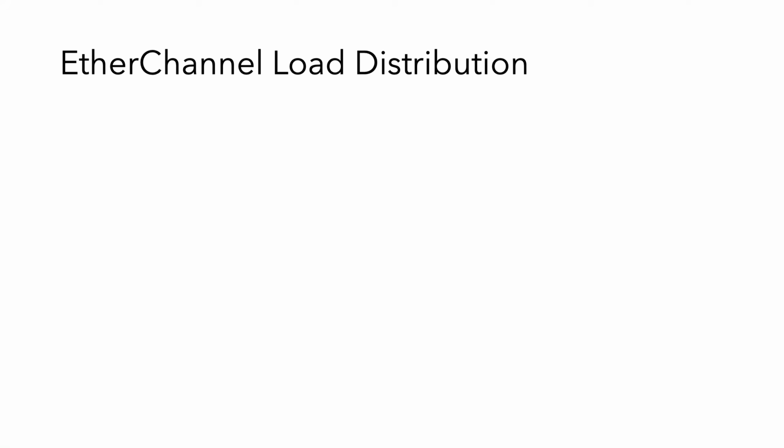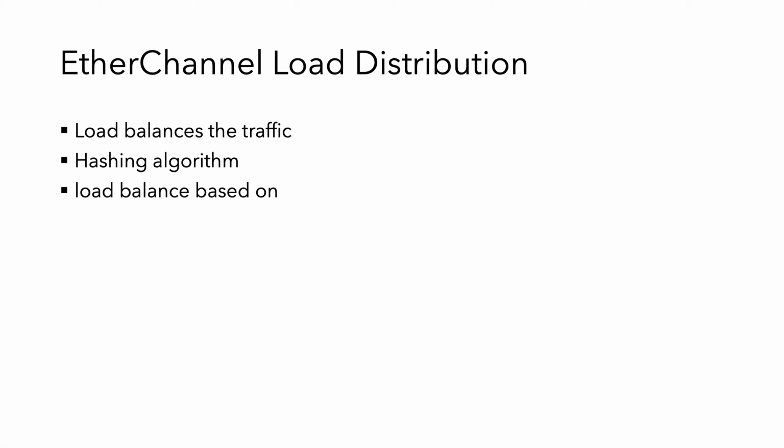Next, we have EtherChannel load distribution. It is one of the main benefits of using EtherChannel, that it load balances traffic across the links in the bundle. However, traffic is not necessarily distributed equally among all the links, but the frames are forwarded based on the result of a hashing algorithm. You can configure an EtherChannel to load balance based on different layer 2, layer 3, layer 4 addresses.